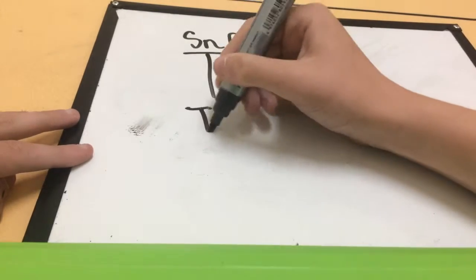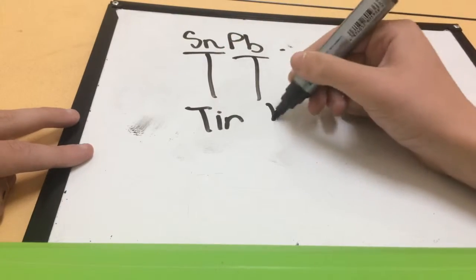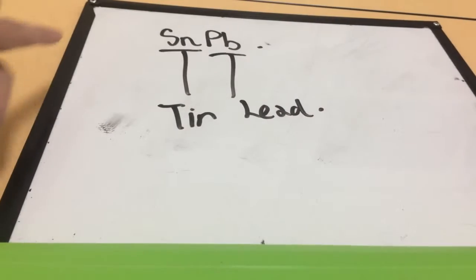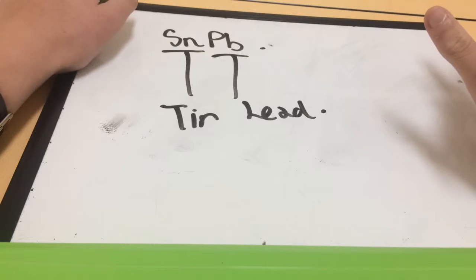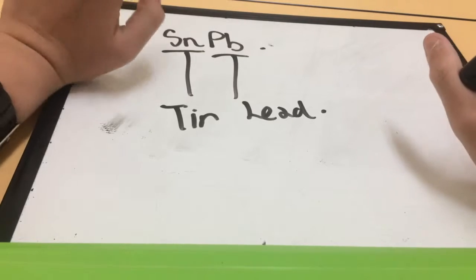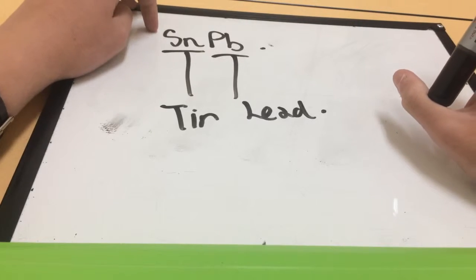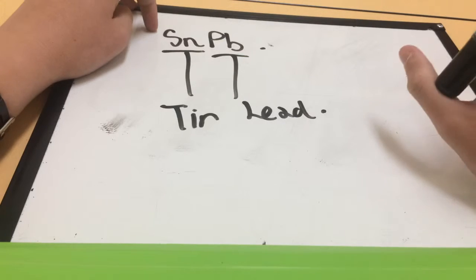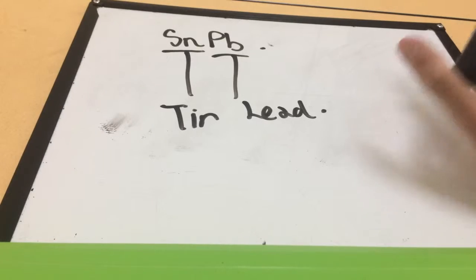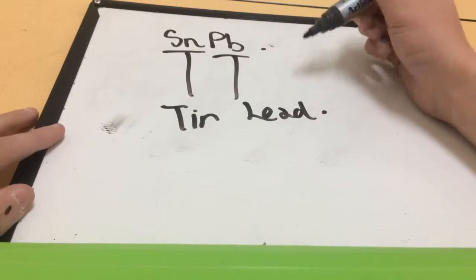Tin is Sn. Lead is Pb. So for tin and lead, I believe this is bronze. Don't count me on it. It might be graphite or something, but I think that's bronze. No, that is bronze, because I'm positive. And the other one I'm thinking of is tin and mercury. Or graphite, whatever. This is bronze.